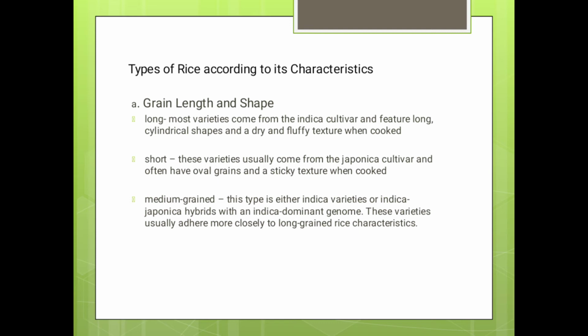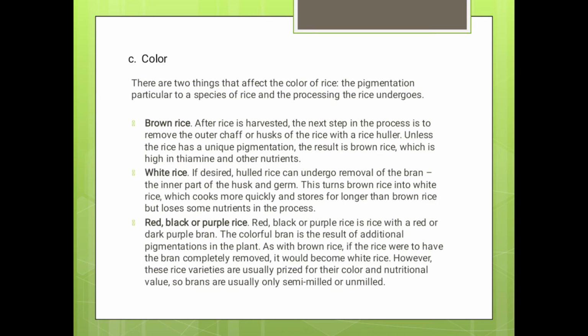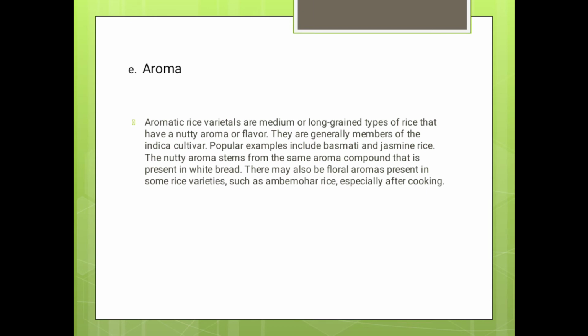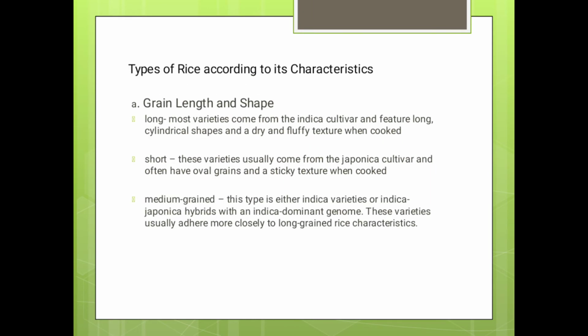There are four main categories of the characteristics of rice: A, grain length and shape; B, stickiness and texture; C, color; D, translucence; and E, aroma. So let's go back to the first, grain length and shape.